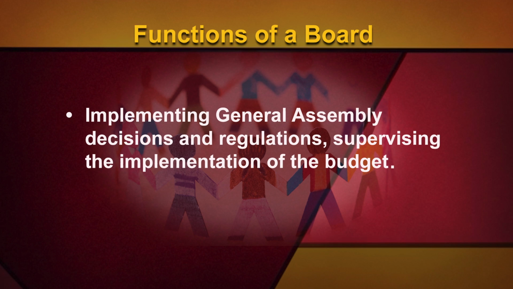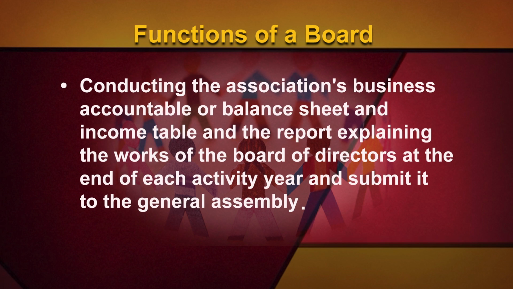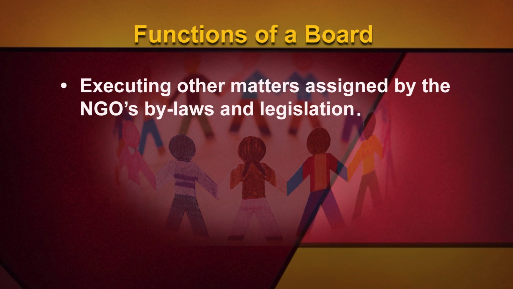8. Implementing General Assembly decisions and regulations, supervising the implementation of the budget. 9. Conducting the association's business, account table or balance sheet, and income table and the report, explaining the works of the board of directors at the end of each activity year and submit it to the General Assembly. 10. Executing other matters assigned by the NGO's bylaws and legislation.